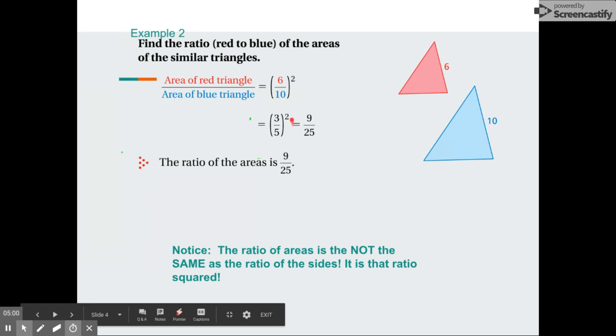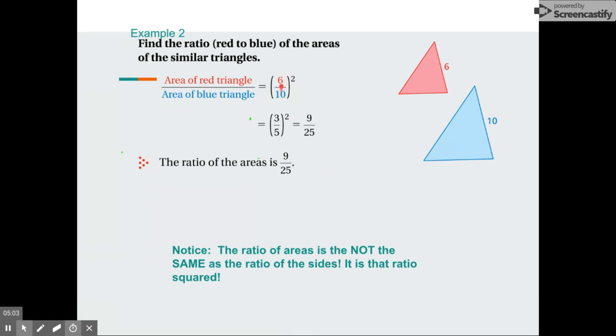By the way, if we had squared 6/10, we would have gotten 36/100, and that would still reduce to 9/25. So if you don't reduce it before you square it, which makes it easier, let's face it, you'll still get the right answer. You'll just have to reduce or simplify.